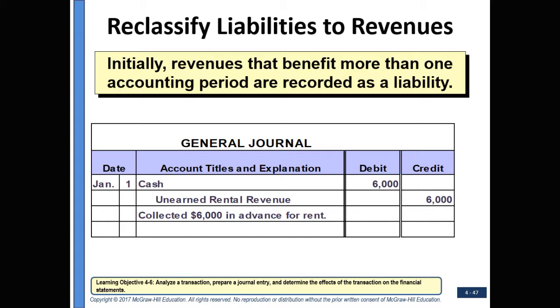Initially, revenues that benefit more than one accounting period are recorded as a liability. The receipt of the initial payment that benefited more than one accounting period was recorded as a liability. Cash was debited for the $6,000, and unearned rental revenue is credited for the $6,000.